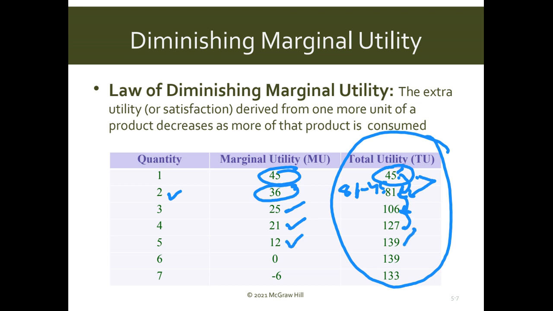So if total utility is not changing, 139, 139, it means there's no change in marginal utility, and therefore marginal utility is zero. And then you can notice total utility actually starts decreasing. Total utility, not marginal, from 139 to 133. What is the decrease? 6 with a negative sign. So 6 is the dissatisfaction. That is why your total utility is decreasing, because the seventh unit is decreasing your utility instead of increasing. Okay.